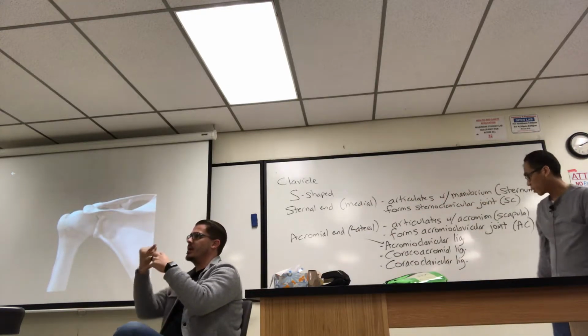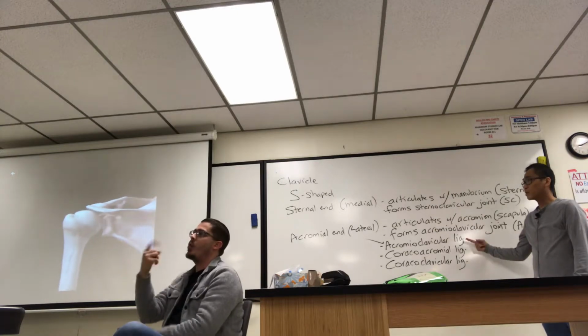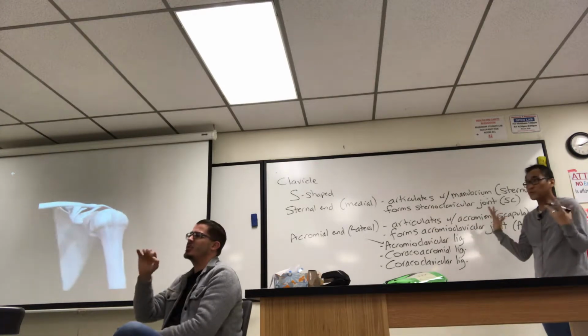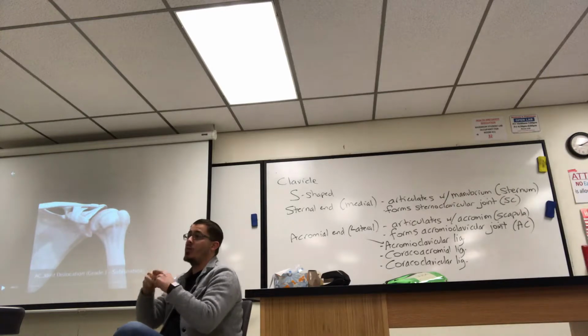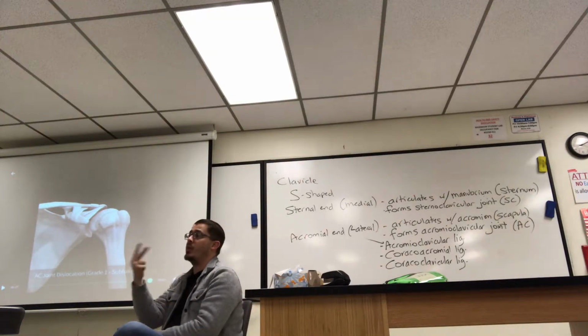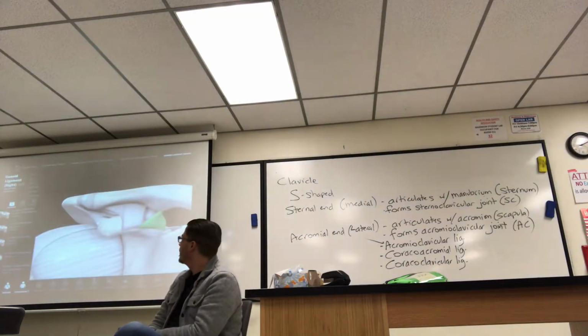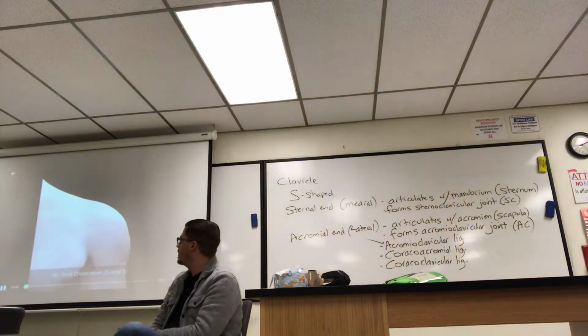So in a grade 1 sprain, this one was sprained but not ruptured. Okay, you can go all the way to grade 3. I'll just give you an idea. There's an AC joint dislocation, grade 3.